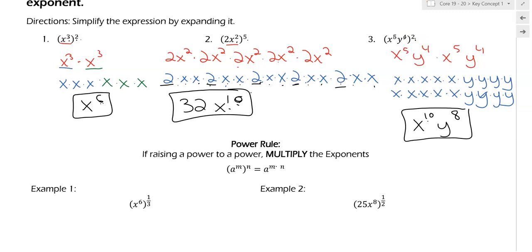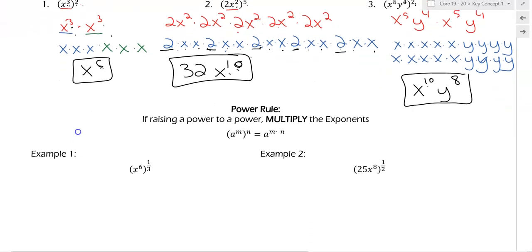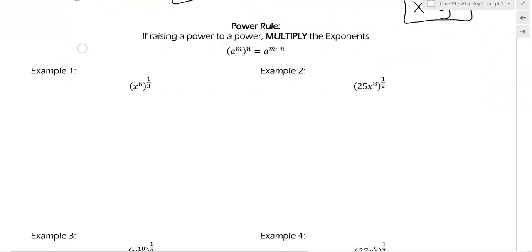Okay, so before, when we're multiplying, right, 3 plus 3 is 6, right, we add. But if we just have the powers, we multiply. Okay? And that is our rule here. Our power rule states, if raising a power to a power, multiply the exponents.